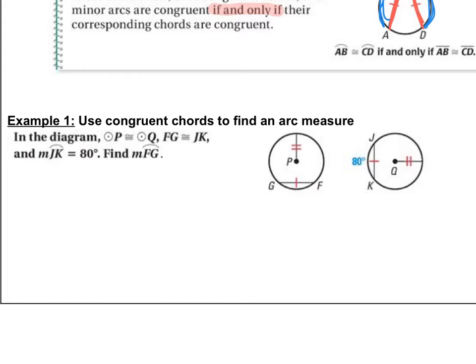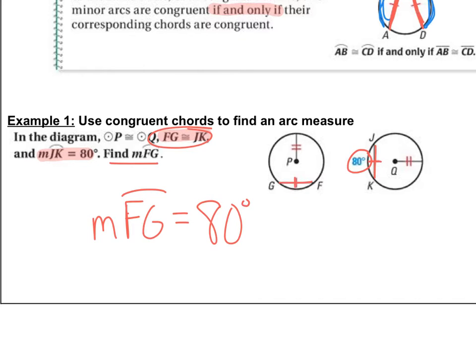In the diagram below, you have congruent circles, P and Q. They are telling us that FG is congruent to JK. They are telling us that the measure of arc JK is 80 degrees. So let's mark that. JK, they already marked it for us, is 80 degrees. Find the measure of arc FG. It's already stated up here that these two are the same. So if they are congruent, then their measures are also congruent. So the measure of arc FG must also be 80 degrees.